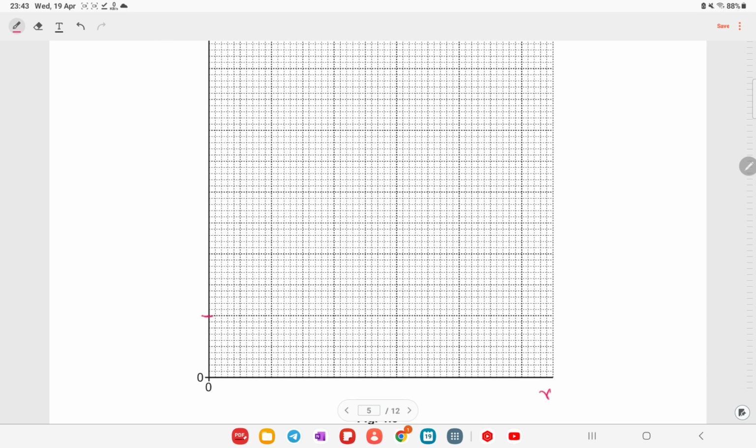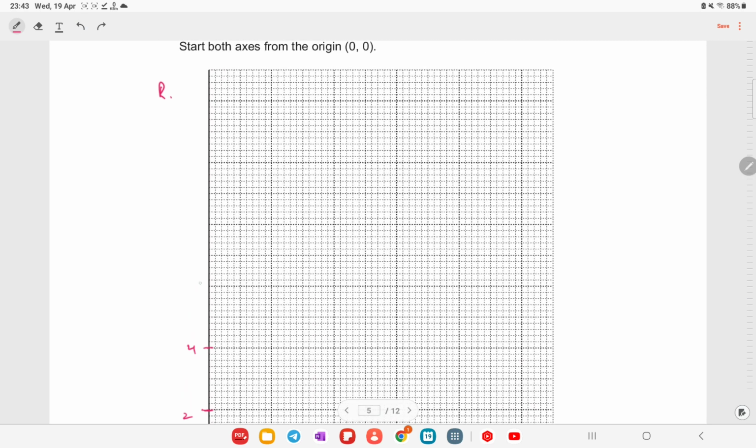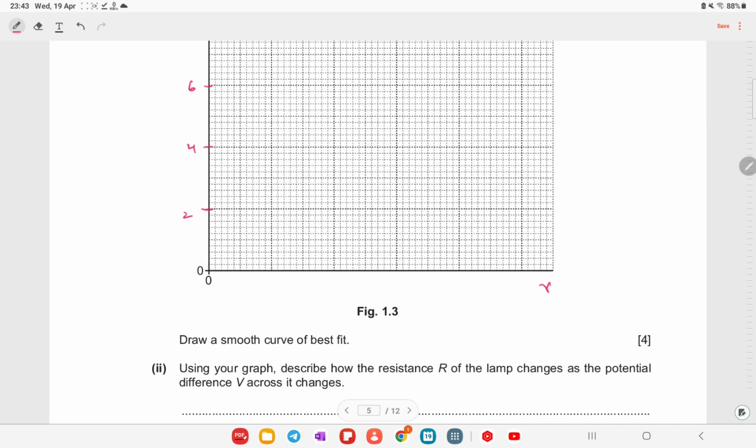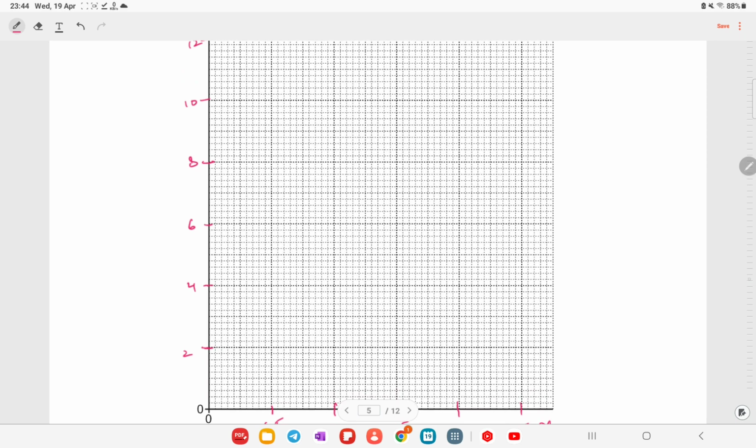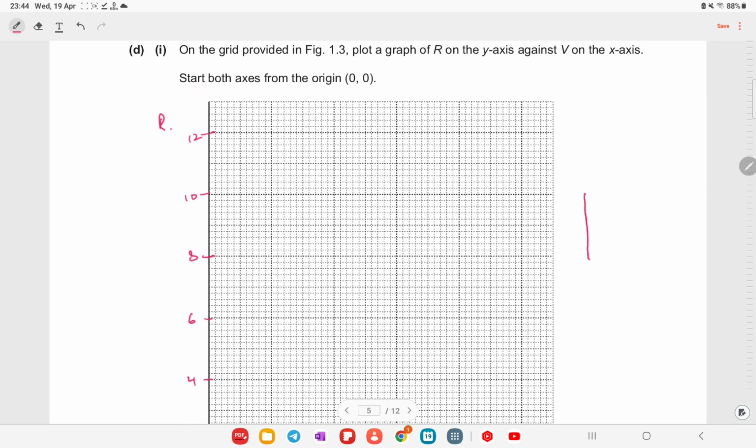If you talk about the resistance, the scale will be like 2, 4, 6, 8, 10, and this is going to be 12. And over here in the case of voltage, I will be doing 0, 0.5, 1 volt, 1.5 volts, 2 volts, and this is going to be 2.5 volts. If you plot these values, I hope you know how to plot them. You will end up with a graph like this. Start the axes at the origin, so the plot will be somewhat like this.